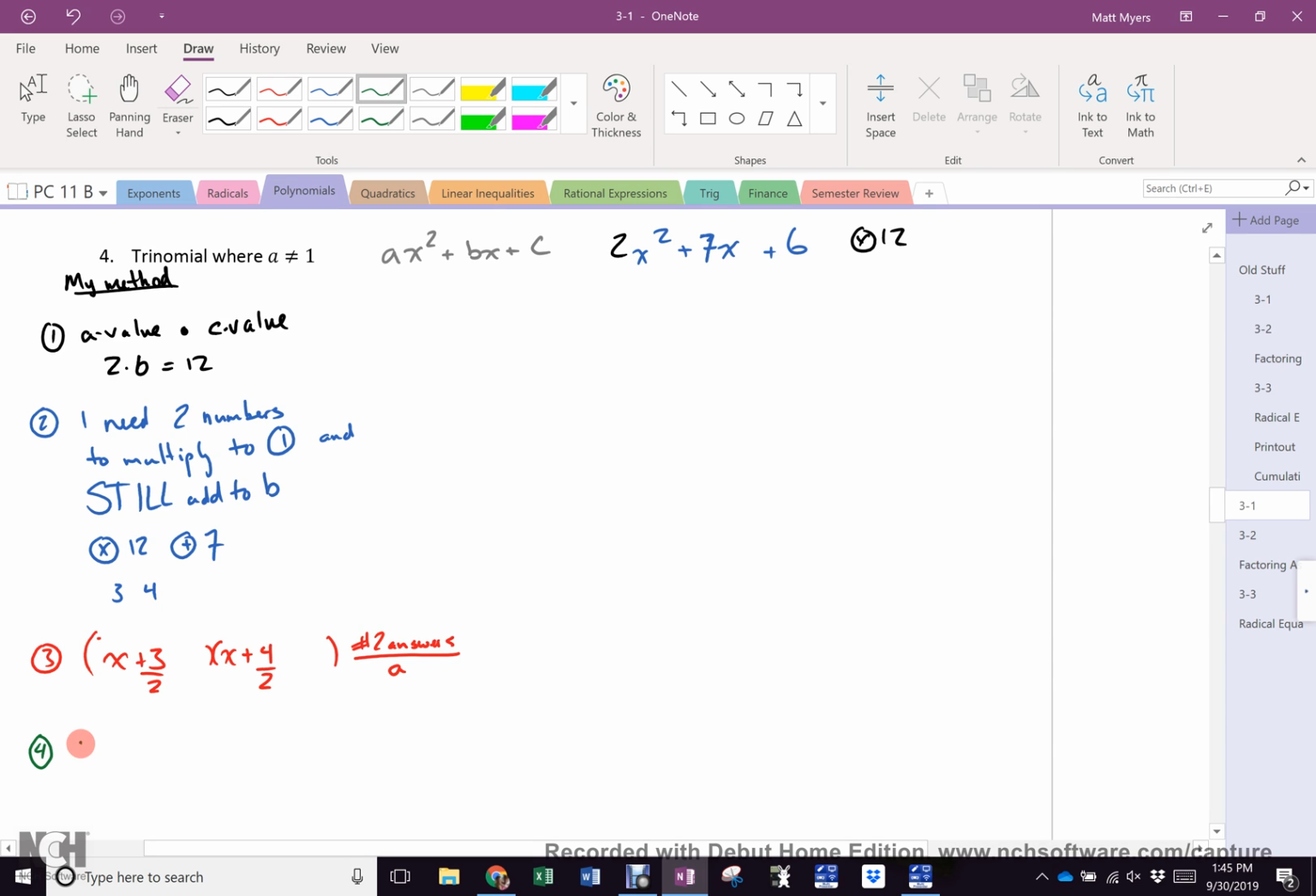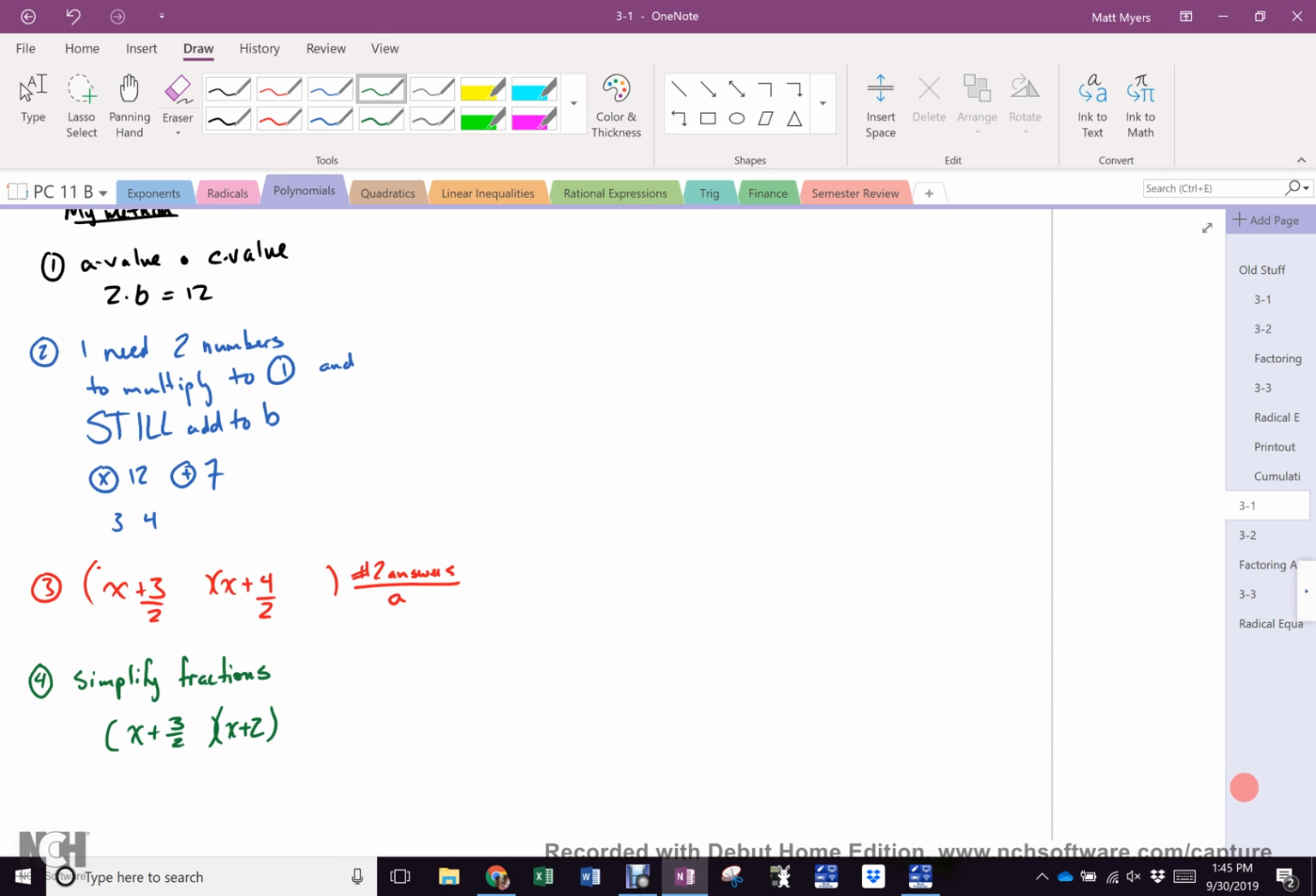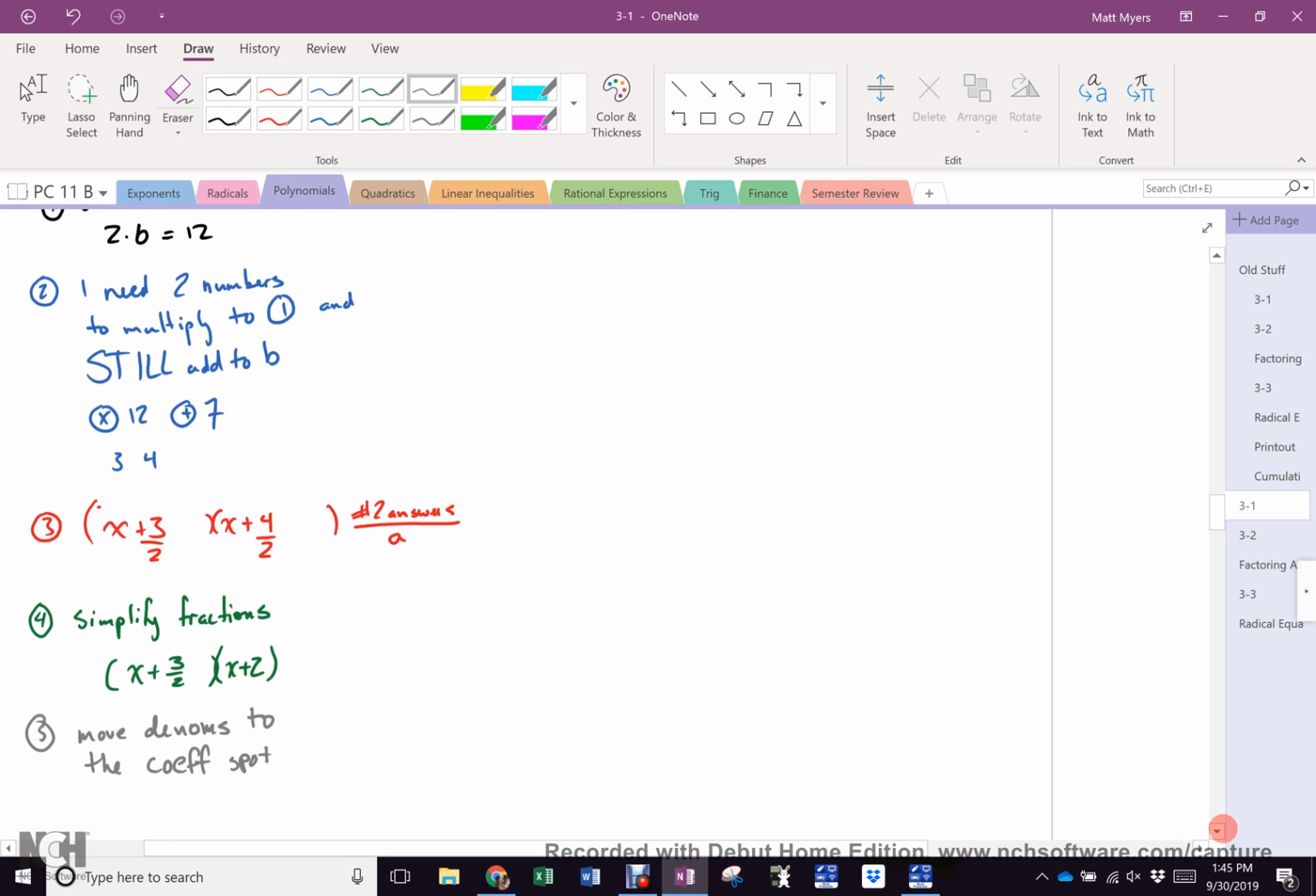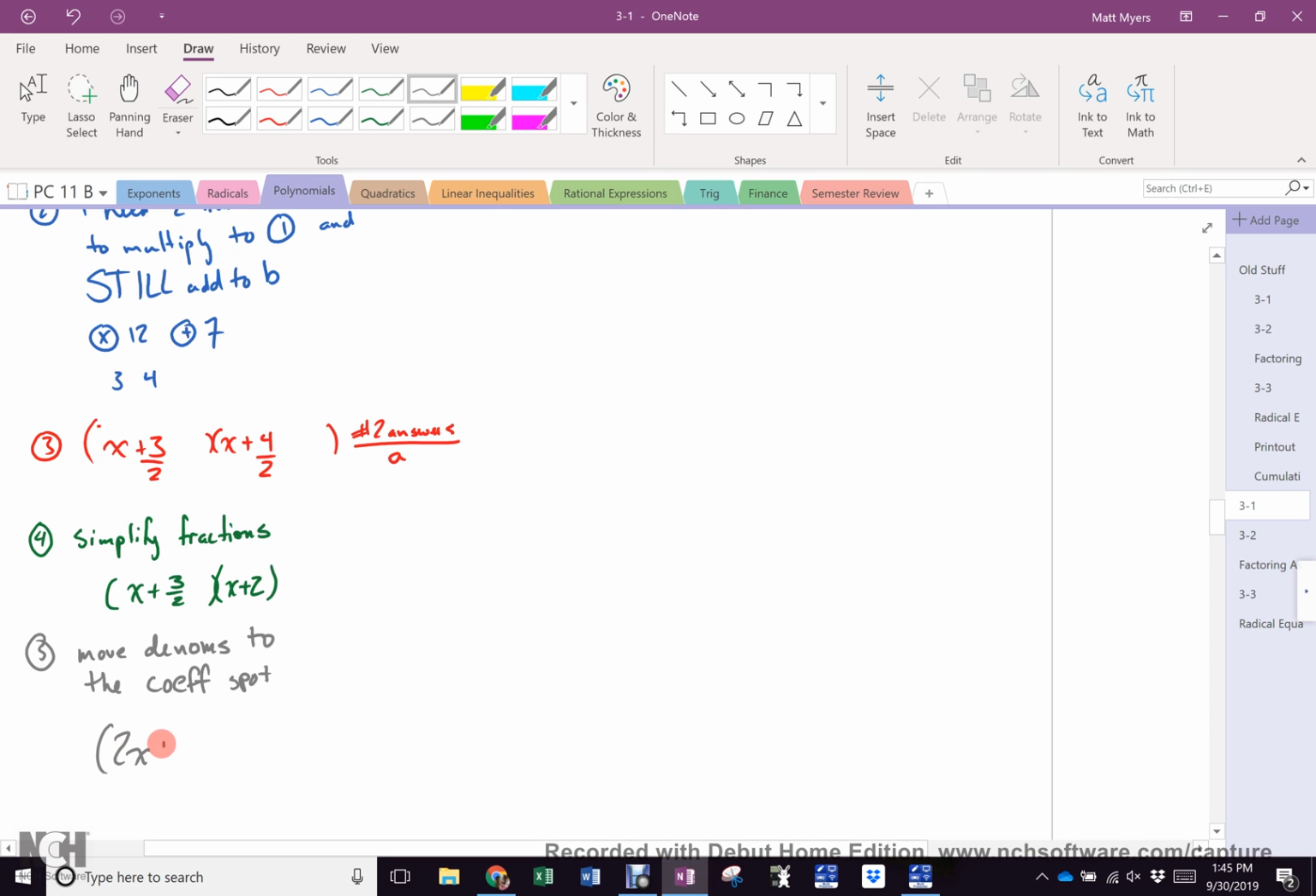Second last step. Simplify, just like Mrs. Crumble would. Simplify fractions. So what do I have? x plus 3 over 2 and x plus 2, because 4 divided by 2 is 2. And the fifth step. Move denominators to the coefficient spot. To x plus 3, x plus 2.